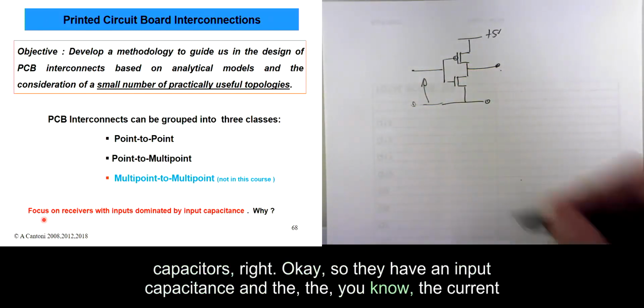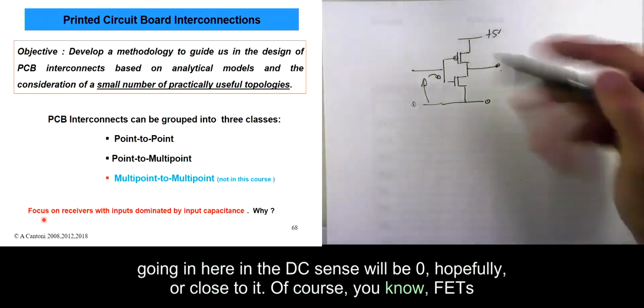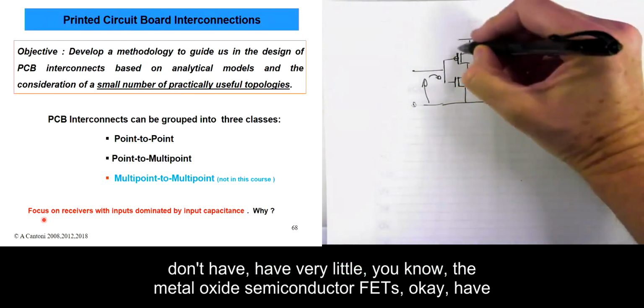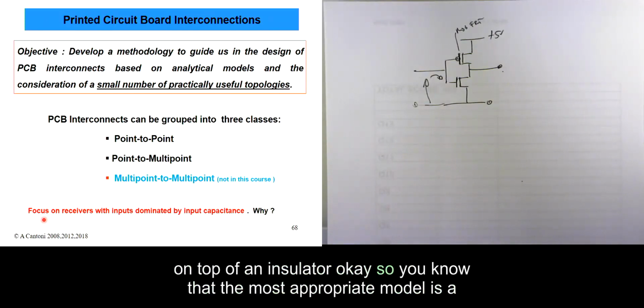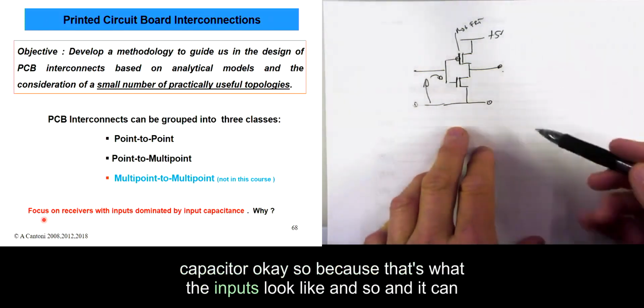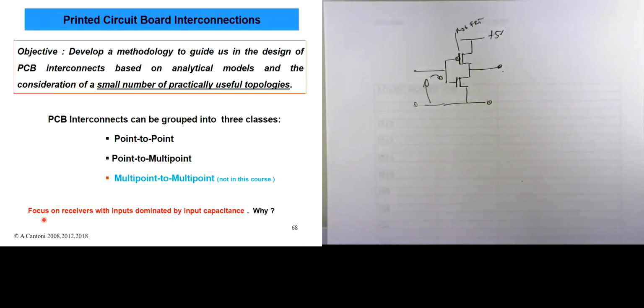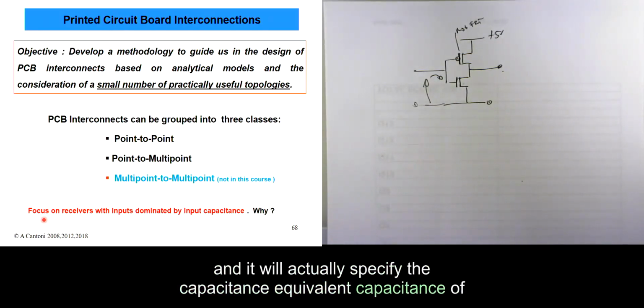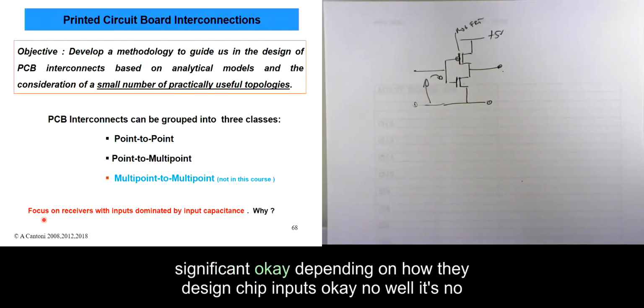Okay, the current going in here in the DC sense will be 0, hopefully, or close to it. The metal oxide semiconductor FETs, okay, have very little input current, because it's essentially just a plate on top of an insulator. So the most appropriate model is a capacitor, because that's what the inputs look like, okay? And it can be quite significant. You'll get a data sheet, and it'll actually specify the equivalent capacitance of the input of the chip. It might be a few to tens of picofarads, okay? So quite significant, depending on how they design the chip inputs, okay?